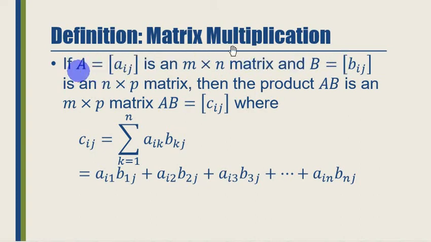As you can see, A and B are not of the same size. However, we have to note that the number of columns of A should be the same as the number of rows of B. If that is not the case, then we cannot have the product. And as you can see, the product will have the number of rows of A and the number of columns of B. Let's have a specific example.